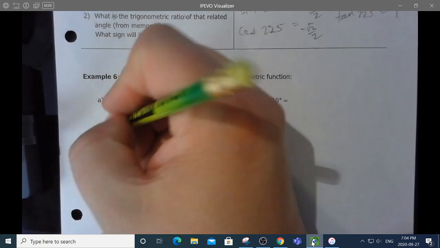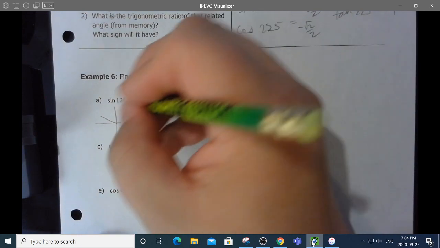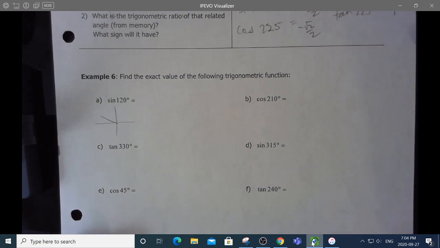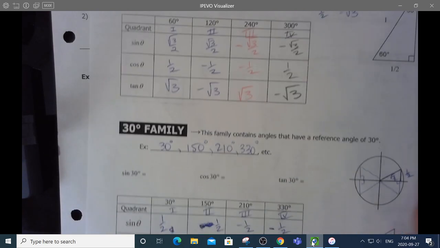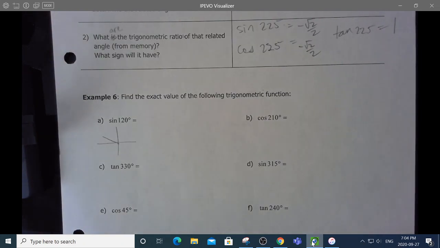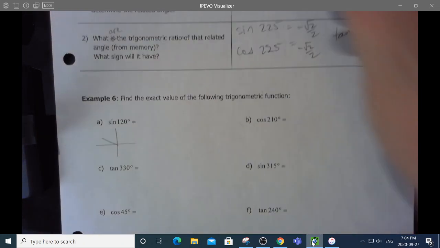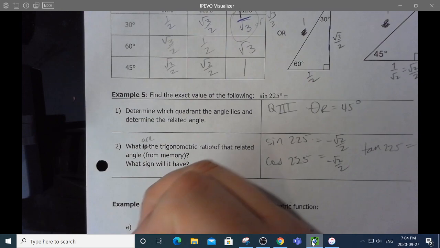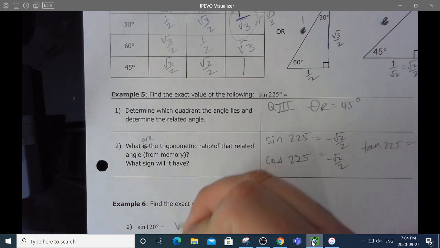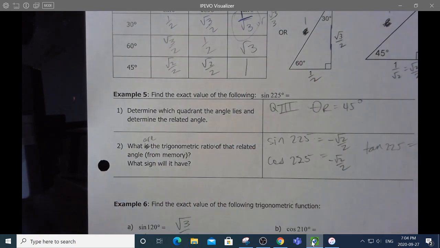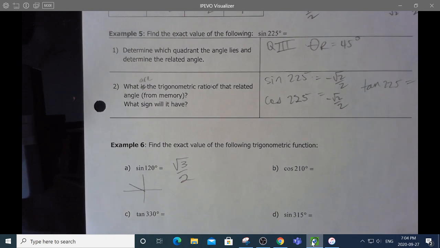So where's 120 degrees? 120 degrees is here. So what do I know about over here? Well, first of all, sine of 120. What family is 120 in? Go back to your notes if you have to. 120 is in the 60 degree family. So that's going to have the same coordinates as the sine of 60 did. But in this quadrant here, y is positive, so it is square root of 3 over 2. I know what you're thinking: what about the hypotenuse? But the hypotenuse is 1, so just dividing by 1 doesn't change anything.